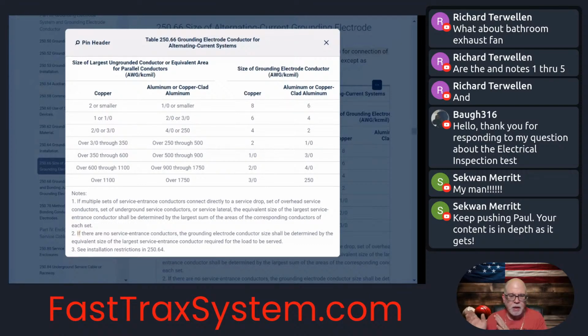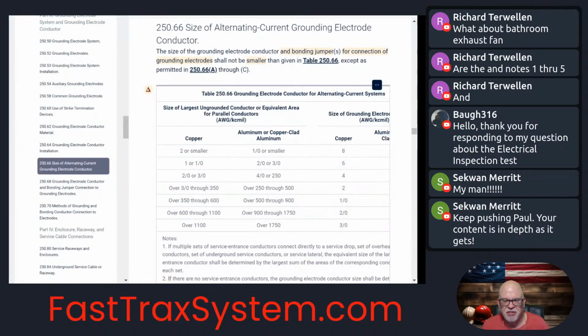All right, so then you would come over here, and you would see that in that scenario, it is over 1,100. If that's the case, 3/0 is the maximum size you'd need. You don't have to go larger than that when it comes to the grounding electrode conductor. Now, in our case, it was a 2/0. So we're just right here. 2/0 copper, so it would be a 4 gauge. So the size of our grounding electrode conductor to our water pipe ground would be a 4 gauge copper. It's a minimum size for that. Make sense?